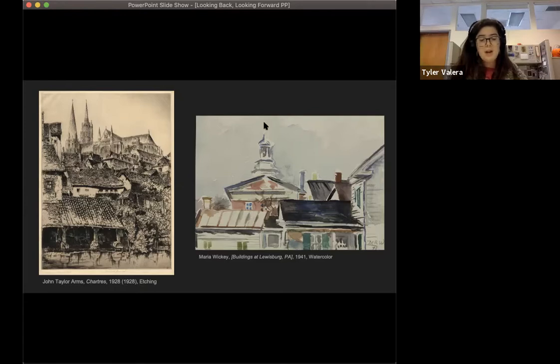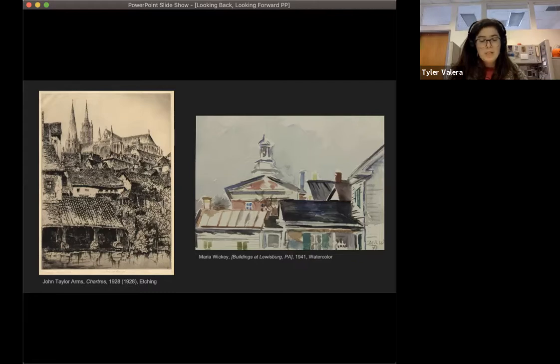Although he did focus on other modern subject matter, Arms returned to the facades of medieval cathedrals constantly throughout his printmaking career. In Chartres, Arms elevates the cathedral above the quaint townscape so that the symbol of religious prestige and dignity, the church, overlooks the people of the town.